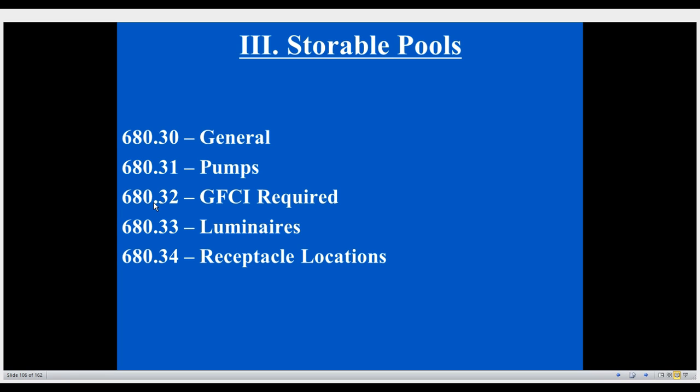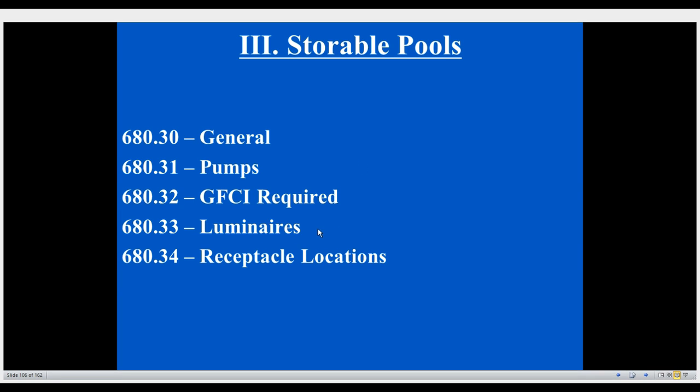And again, you have to remember that we also talked about this when we talked about permanently installed pools. So we talked about the GFCI requirements, receptacles no closer than 6 feet. The required one, we kind of call that the maintenance receptacle, needs to be no closer than 6 feet but no further than 20. We talked about all those aspects. So now we're going to talk about the GFCI requirements that are dealing with the storable pools.